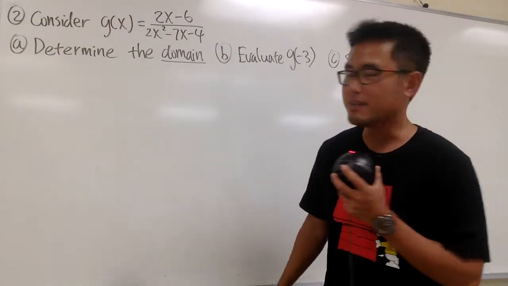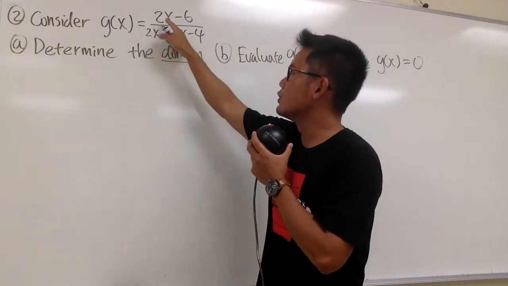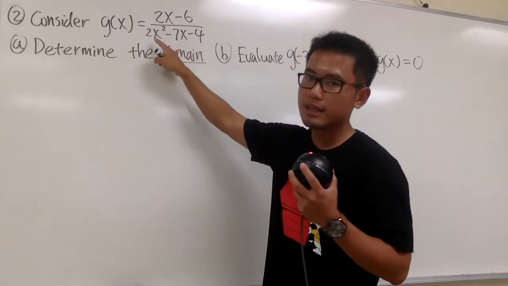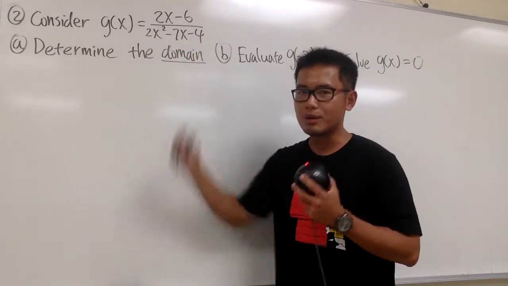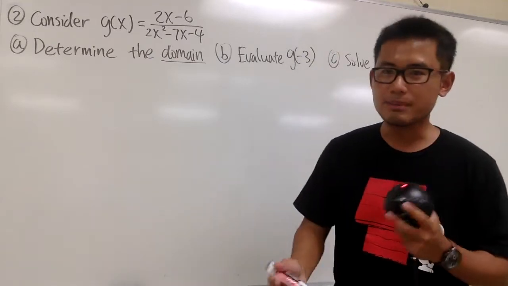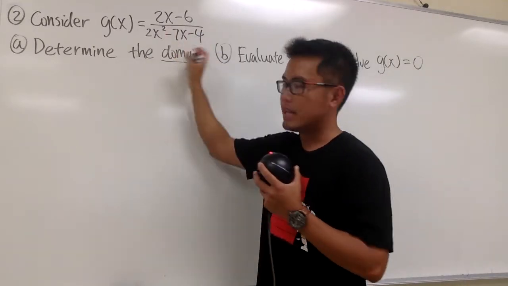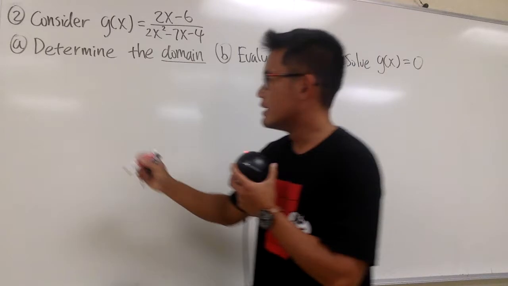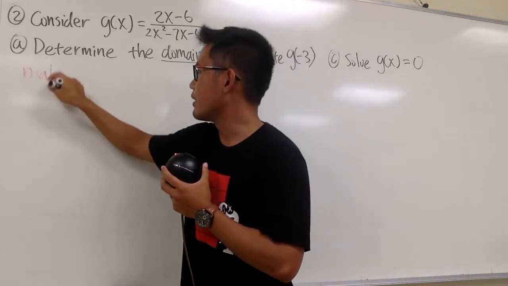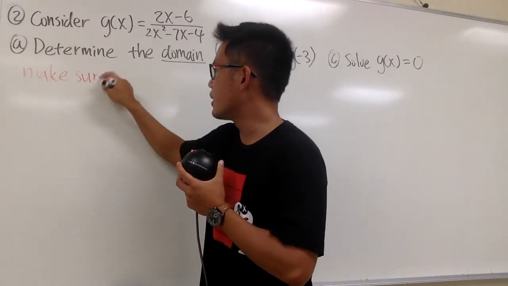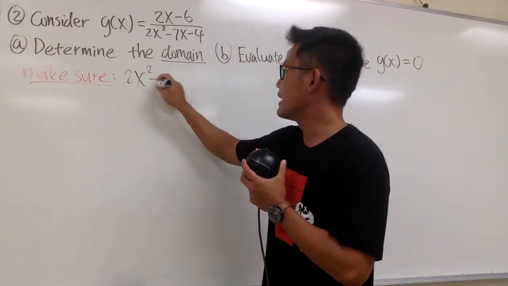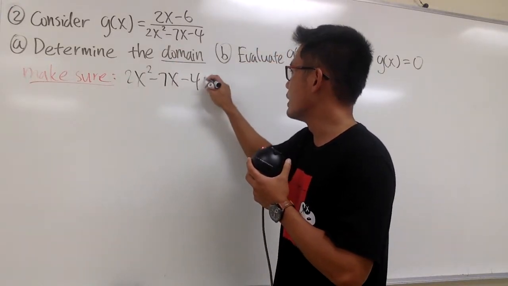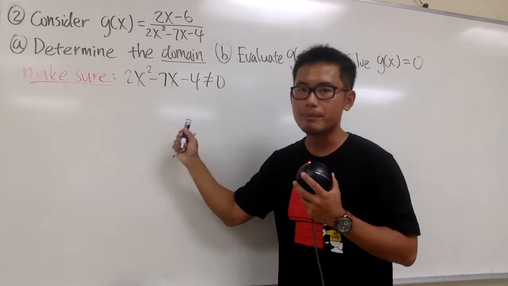Okay, let's take a look at the second function. We have g of x is equal to 2x minus 6 over 2x squared minus 7x minus 4. And let's go ahead and find the domain first. Just like the previous example, we have to make sure that the denominator cannot be 0, right? So let me put this down right here. We are going to first make sure that the bottom, which is 2x squared minus 7x minus 4, we don't want it to be 0.